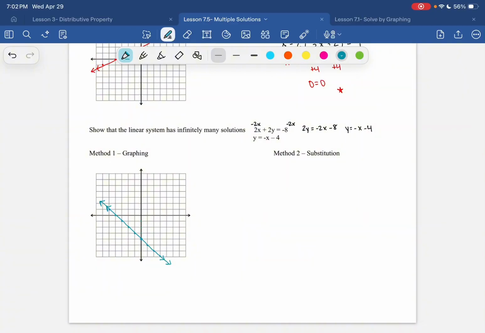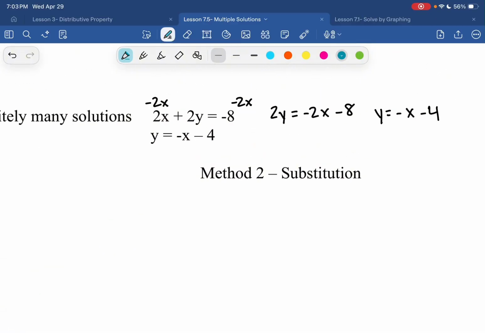Okie dokie. We're now going to solve by substitution. Okay, so we're going to plug in our value, which it looks like would have been -x minus 4 for y. So let's rewrite. We now have 2x plus 2, I'm going to start my parenthesis, negative x minus 4, I'm going to close my parenthesis, equals negative 8. Okay, time to distribute.